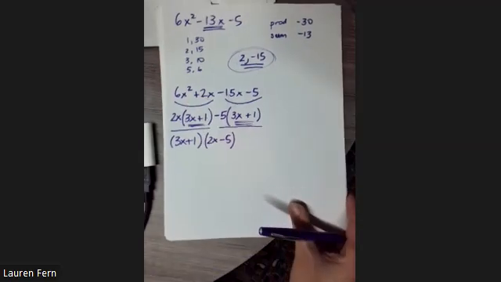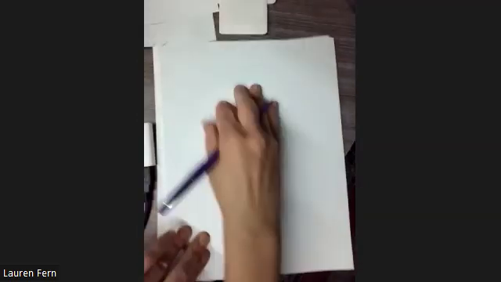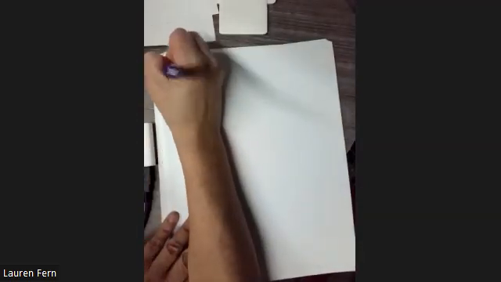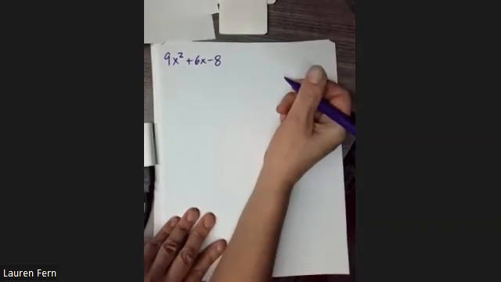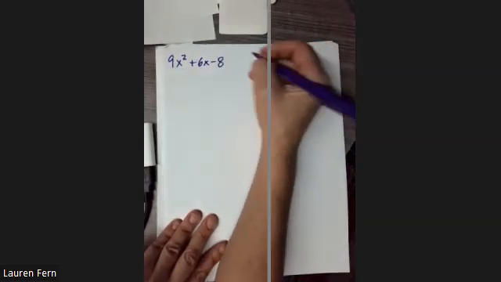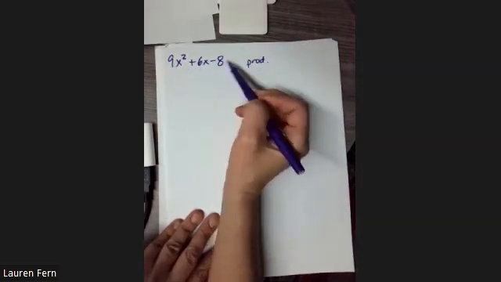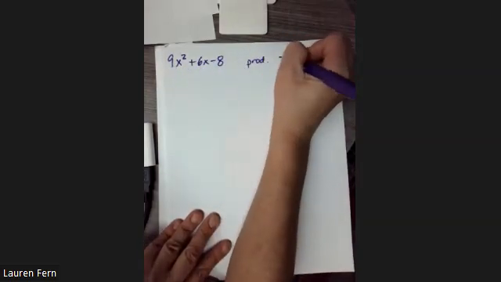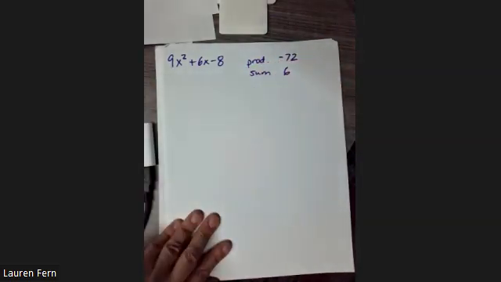All right, let's do another one. What if here I want to do 9x squared plus 6x minus 8? Nothing I can pull out of all 3 terms. So I want to find 2 numbers whose product is the first number times the last number, in other words, negative 72, that add up to a positive 6.